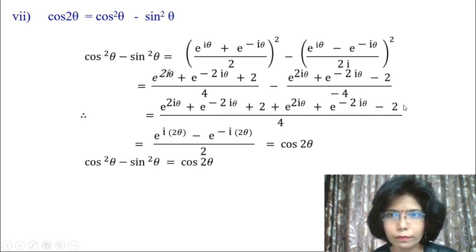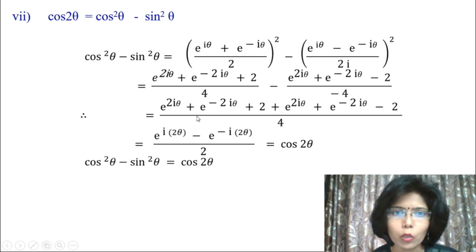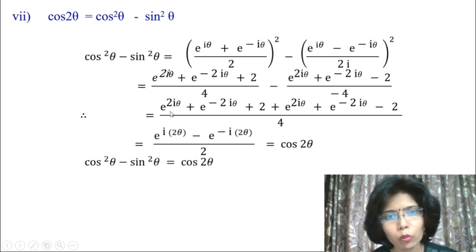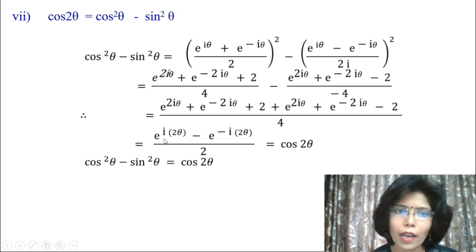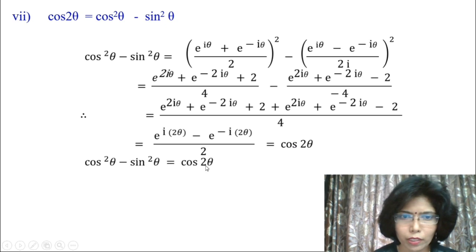Again here plus 2 and minus 2 will get cancelled, and these terms will become 2 times e raised to 2I theta plus 2 times e raised to minus 2I theta. But in the denominator there is a 4, so if we take 2 outside, then this 2 in the numerator and 2 in the denominator will get cancelled. So in the denominator only 2 will remain, and we'll get the expression as (e raised to I 2 theta plus e raised to minus I 2 theta) upon 2, which is nothing but cos of 2 theta. So cos square theta minus sin square theta is equal to cos of 2 theta.